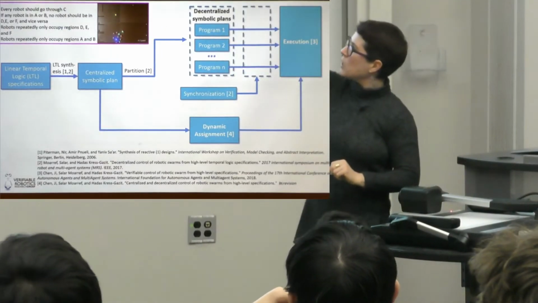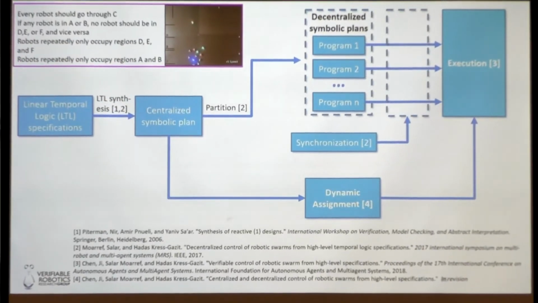So how does this work? We have a temporal logic specification, and when we have temporal logic, we have propositions. What are these propositions? These propositions should mean something for the swarm. I'll get to that in a second. But I can write a specification over that. We generate a symbolic centralized controller. You can think about that as a state machine. And then we partition it into as many individual programs as we need.